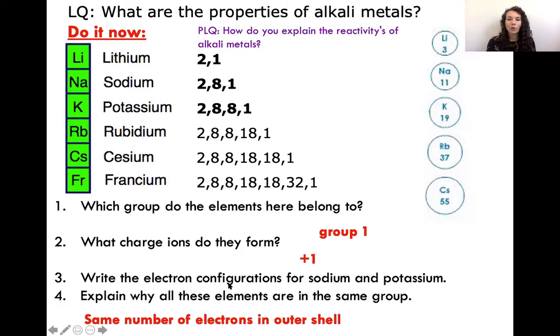And explain why all these elements are in the same group. So elements in the same group have the same number of electrons in their outermost shell. So you can see here that these group 1 alkali metals all have 1 electron in that outermost shell, meaning that they are all in group 1. Okay, so if you need to pause the video and just write down any notes about that, then you can do that now.